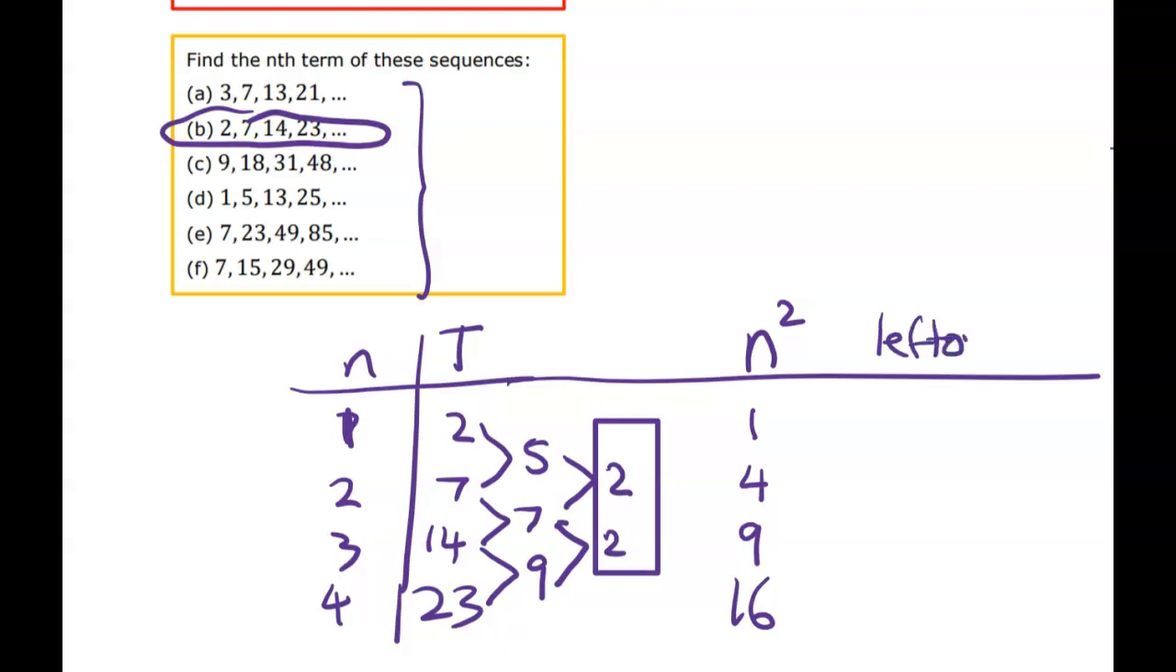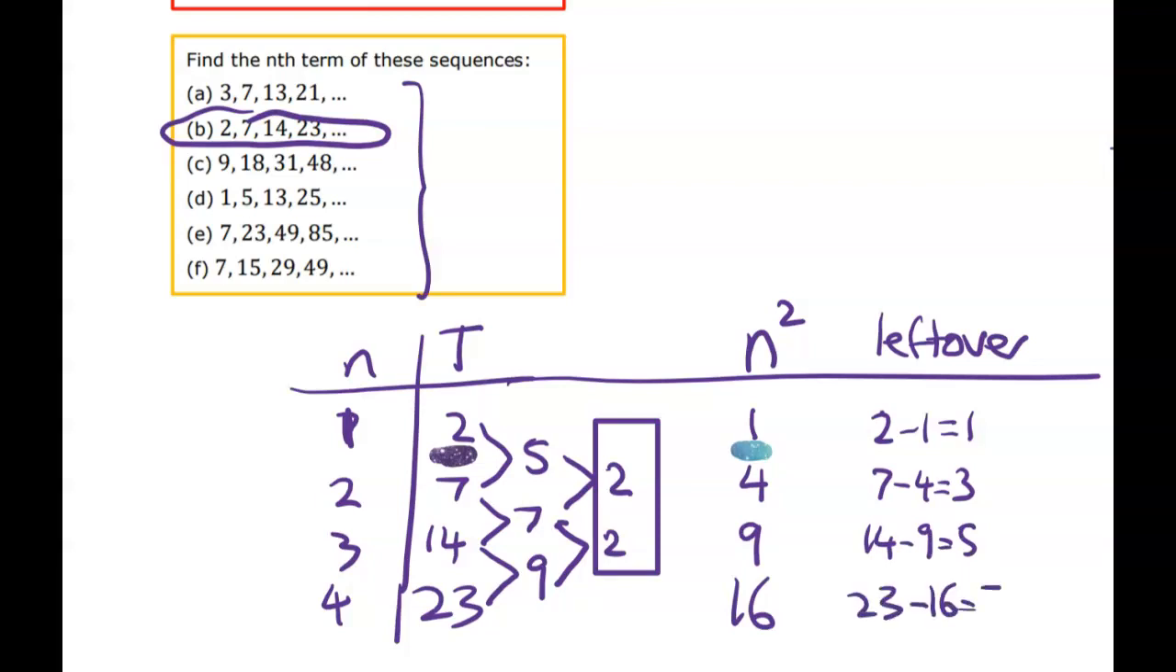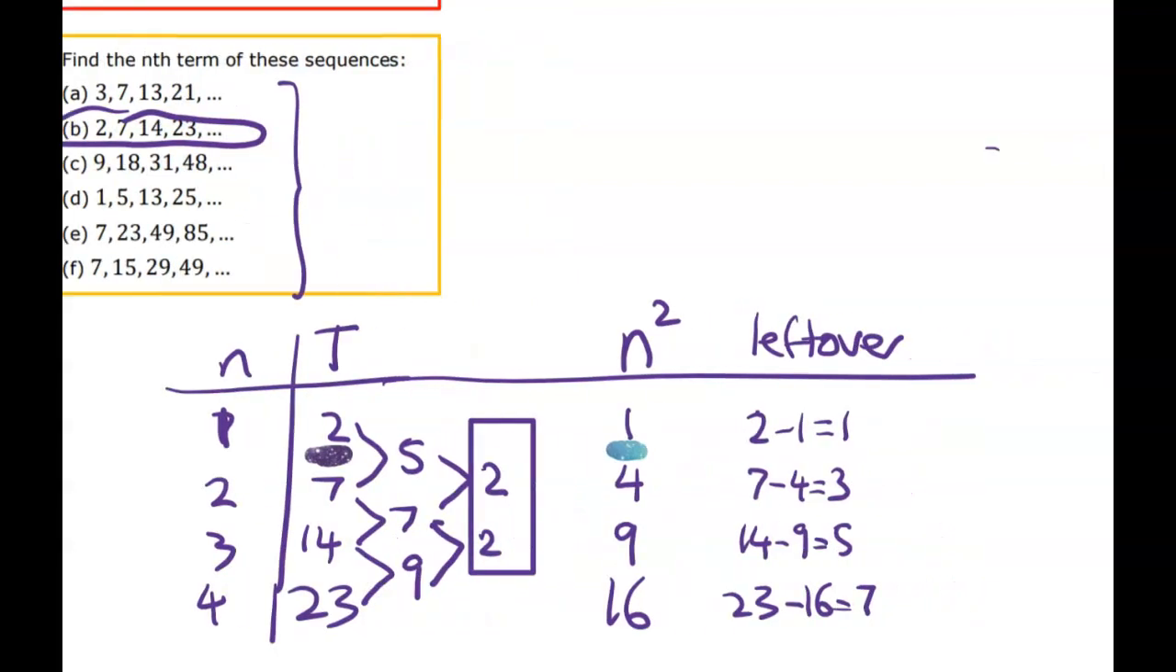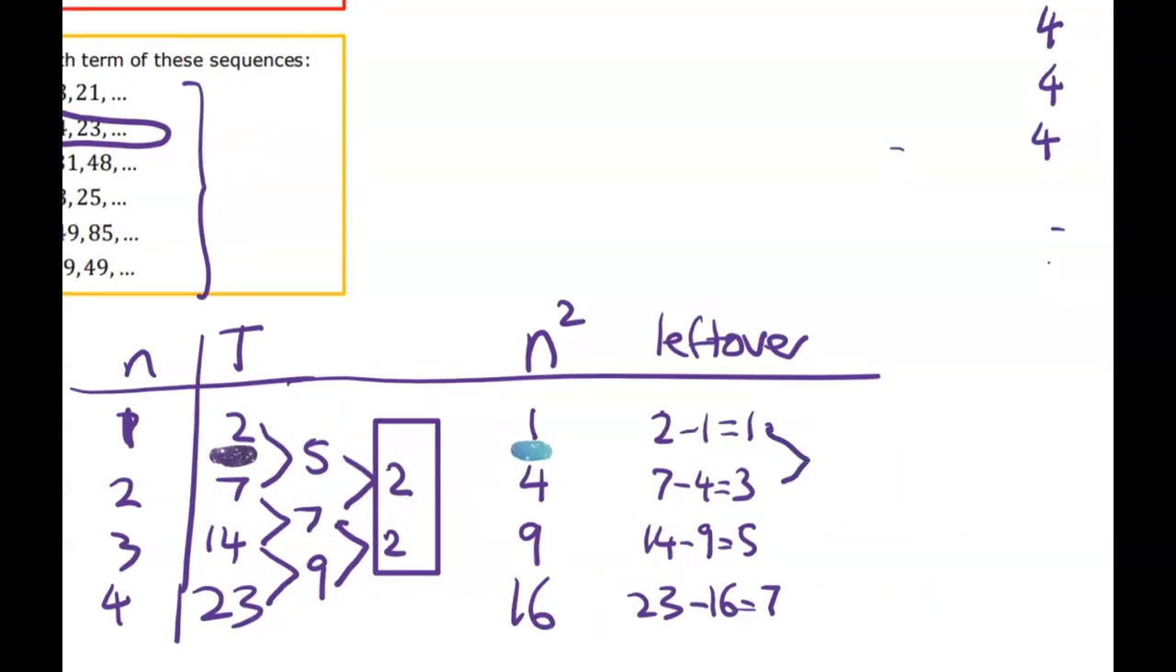Now, what about this leftover? Well, 1 minus 1 is, no, not 1 minus 1. For my leftover, I'm looking at the term and I'm looking at the n squared. So 2 minus 1 is equal to 1. 7 minus 4 is equal to 3. Oh, 14 minus 9 is equal to 5. And 23 minus 16 is equal to 7. So what we've got here is a little bit different. You can see that the leftover is not a constant. The leftover is its own little linear pattern.